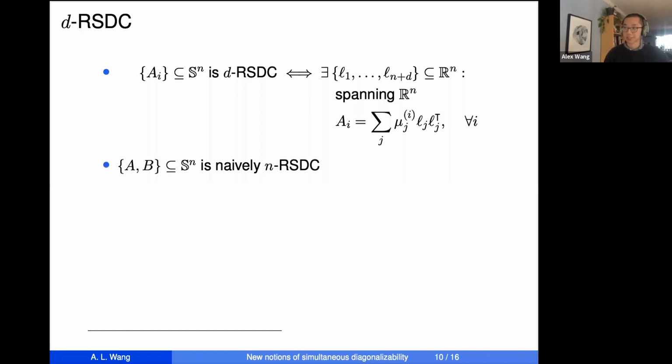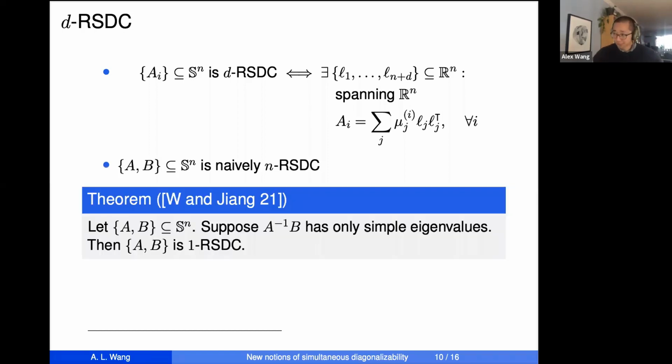Okay, and what we observed earlier is that any set is naively n-RSDC. But this theorem that we proved says that if you give us any pair of matrices A and B, satisfying some assumption that I'll talk about in just a second, then this pair is 1-RSDC. Okay, so what is this assumption? A few words are in order about it. This assumption says, first of all, I need that A is invertible. And after assuming that A is invertible, I furthermore need that A inverse B, this matrix, has only simple eigenvalues. Recall that we say an eigenvalue is simple if it is not repeated.